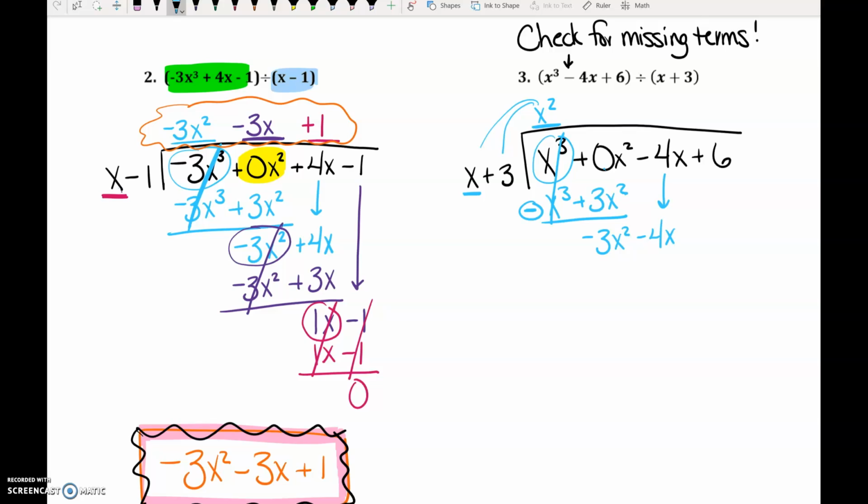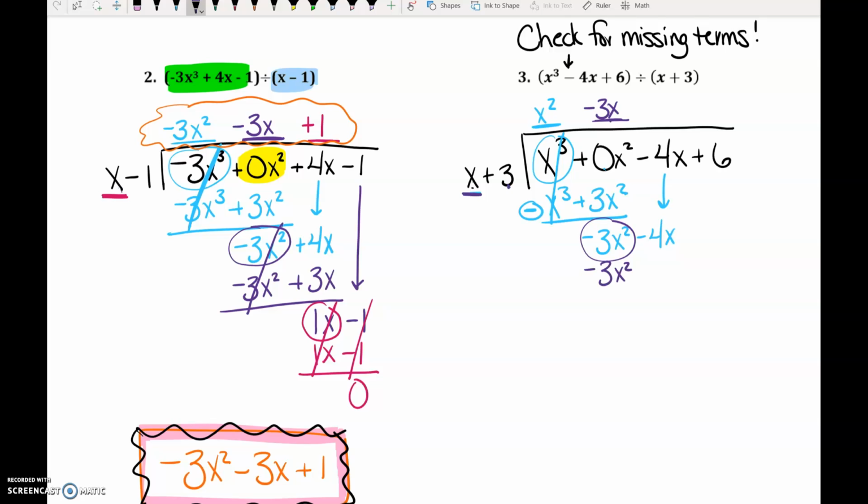Now you're ready for the next cycle, so I'm going to change colors. You want x times something to give you negative 3x squared. So pause the video, and see if you can figure out that second cycle. Did you pause the video? Okay, x times negative 3x gives us negative 3x squared. So negative 3x times x is negative 3x squared.